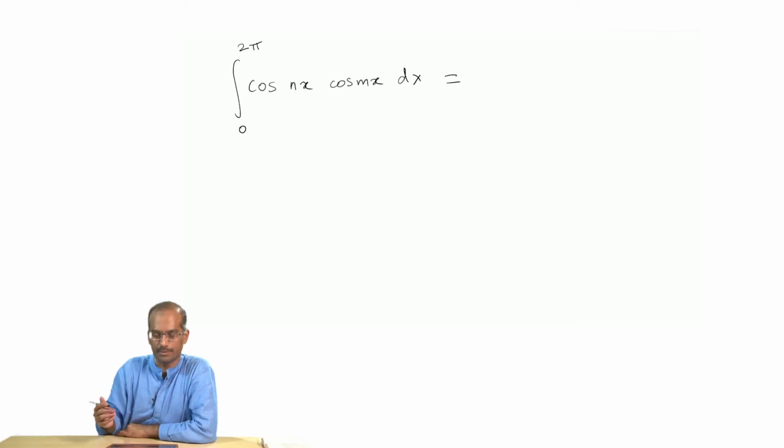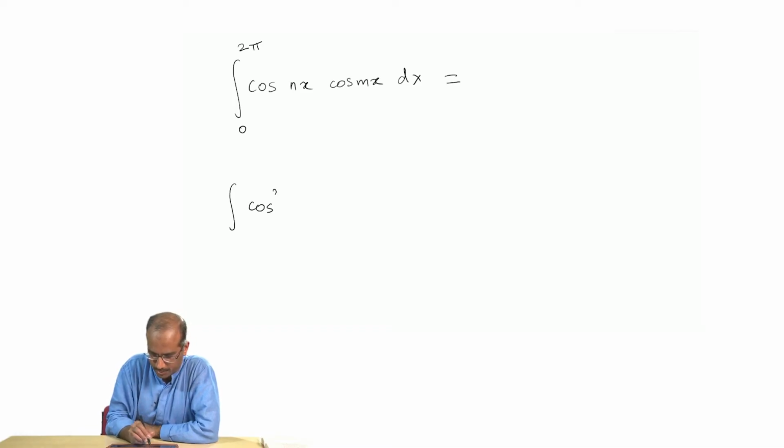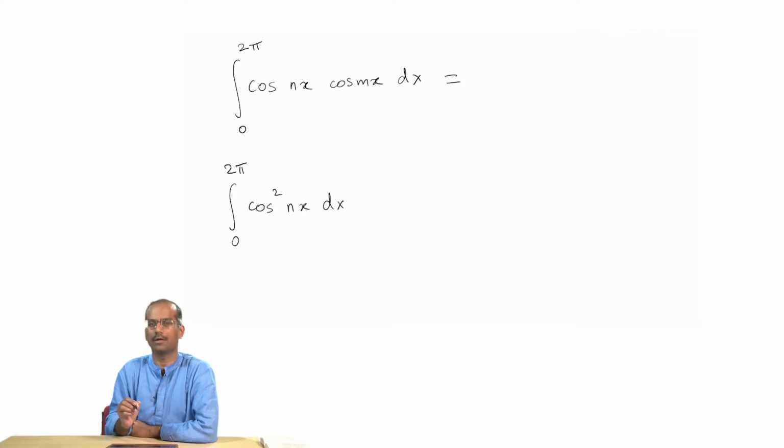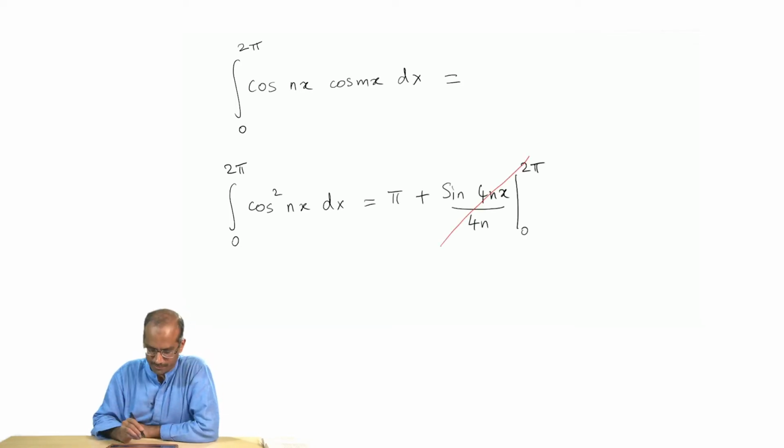Let us see what happens if n is equal to m. In that case this whole function would simply become cos squared nx dx evaluated between 0 and 2 pi, and this integral is very easy to do. So, we are left with only pi as the answer. Let me write the answer here. The answer is pi if m is equal to n.